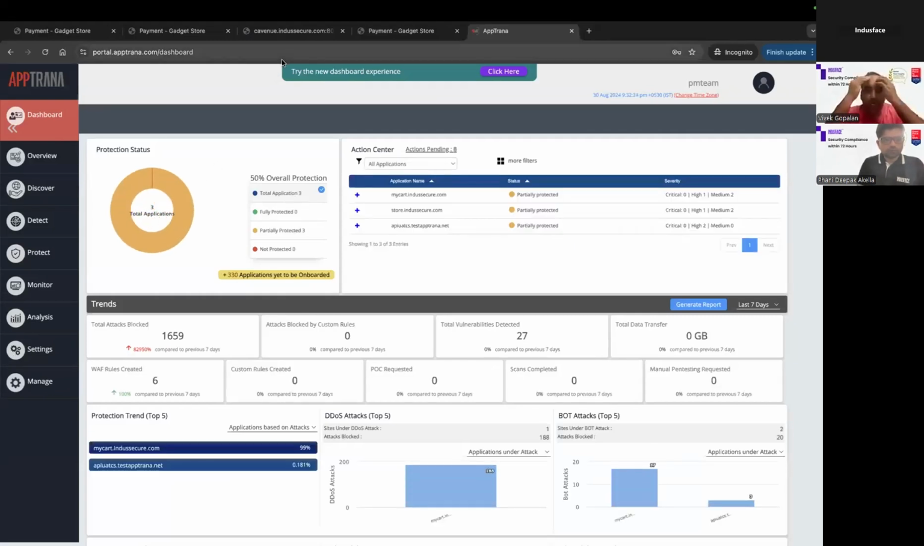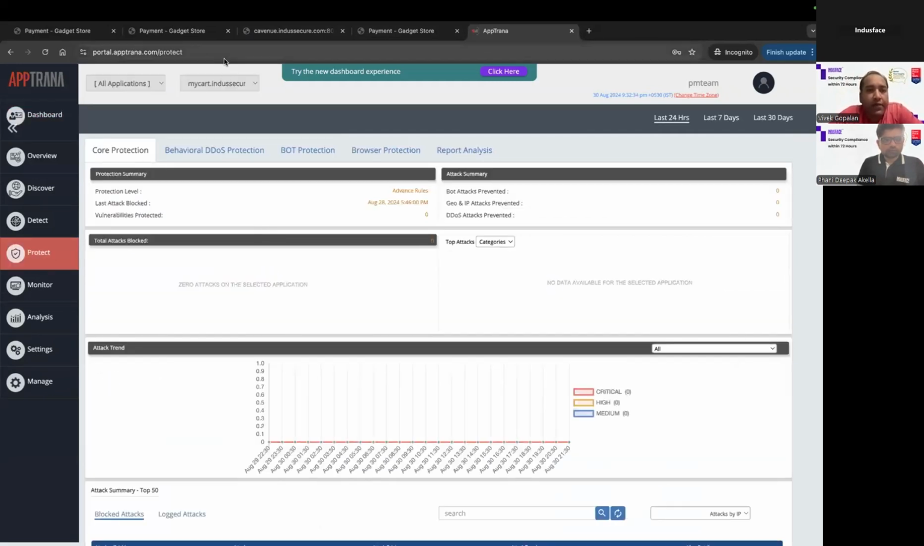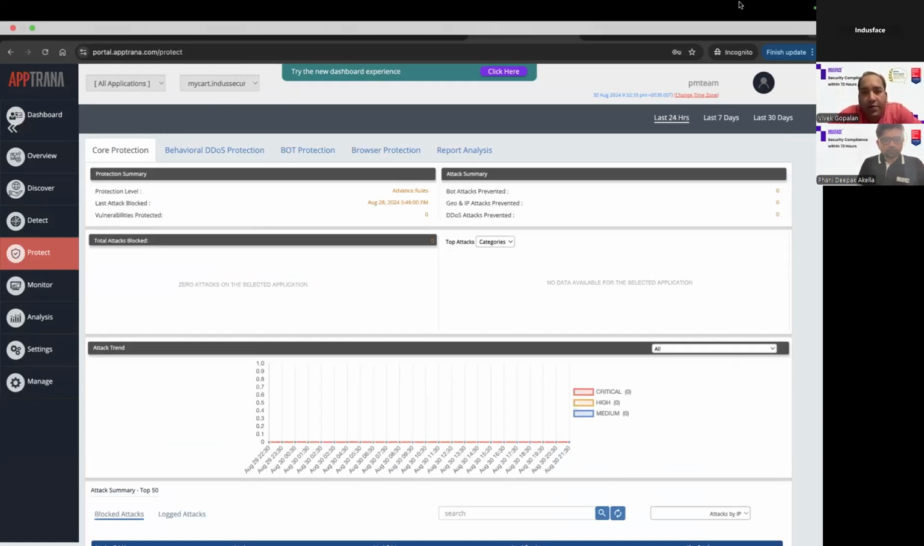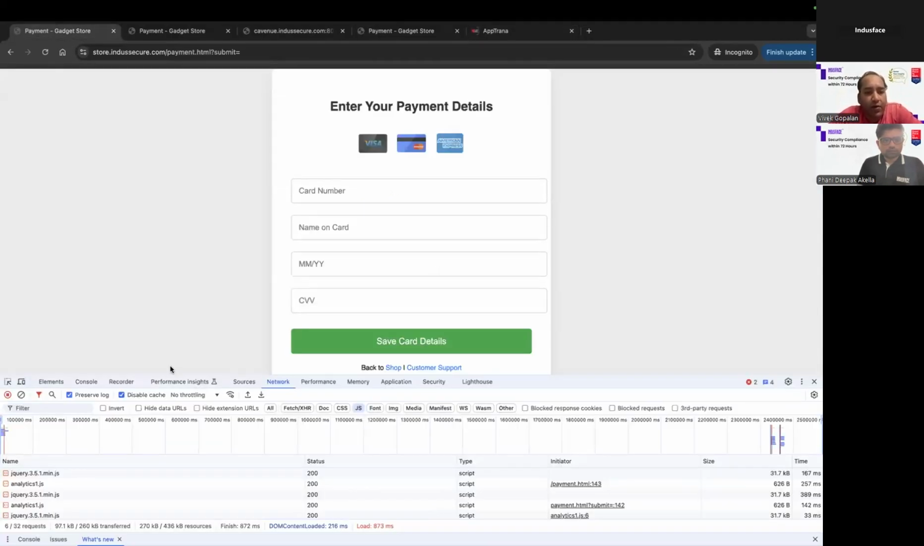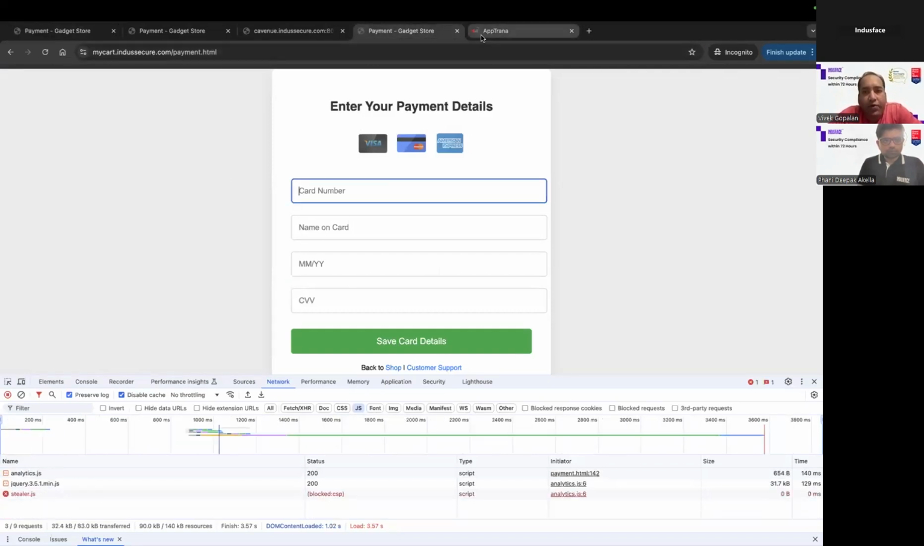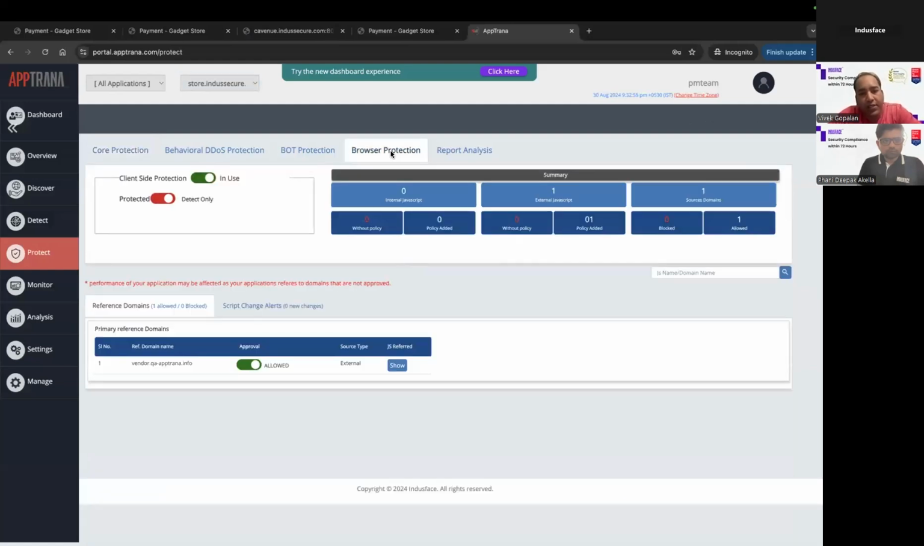So this is my portal. I have onboarded these sites behind Aptrana already. So let me show you how these things will work together. The first site is my store. This is a site which we have not protected yet, but I have onboarded it and put it in what we call learning mode. So at this point we have learned that a JS is there.